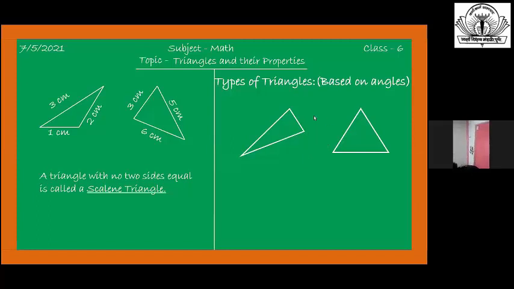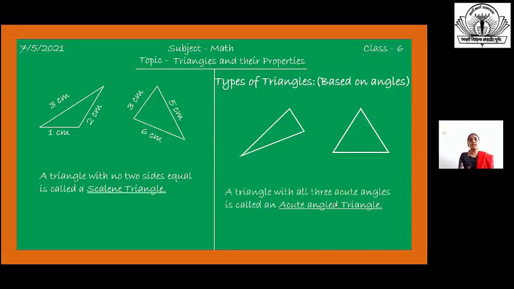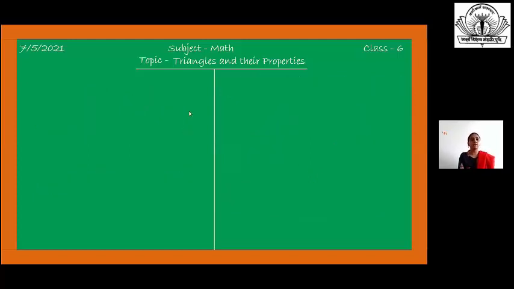So these two triangles are named as acute angle triangles because they are having all of their three angles acute. The triangles which I showed you all had all three angles acute. So these are acute angled triangles. This is the first type. A triangle with all three acute angles is called an acute angle triangle. Now, similarly, based on right angle and obtuse angle, we have the remaining two types.